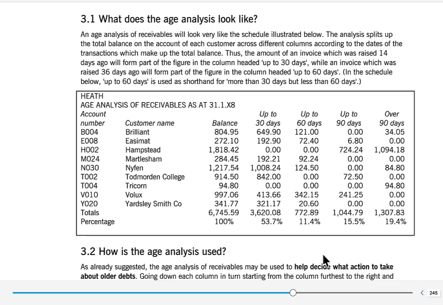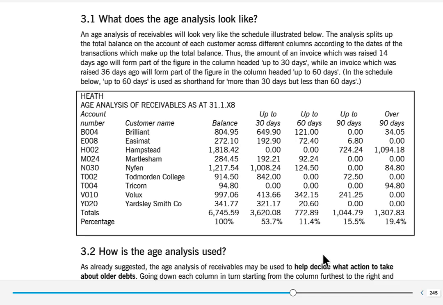Question 1. If most of the total receivables is in the up to 30 days column, is that usually good or bad? You should say, usually good, because the debts are fresh and likely to be collected. Question 2. If the over 90 days column is high, what does that suggest? You should say, slow paying customers, possible disputes or potential irrecoverable debts, and urgent credit control action is needed.